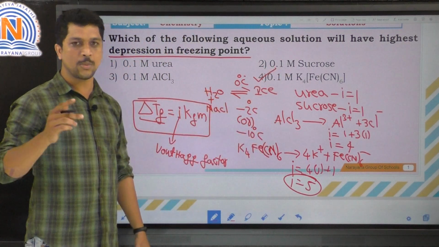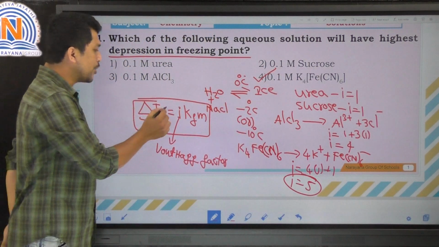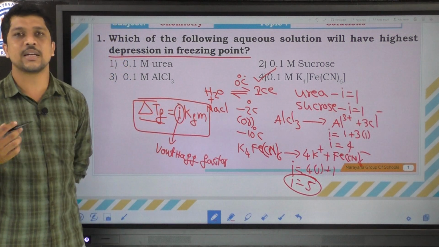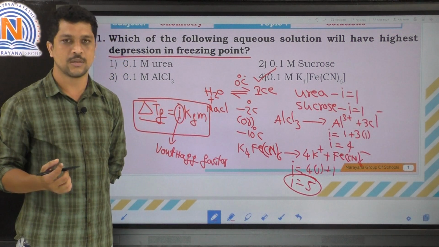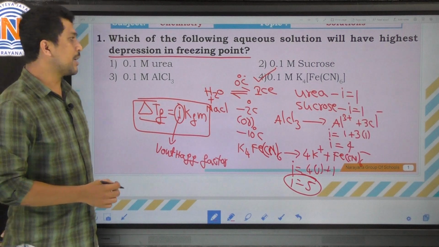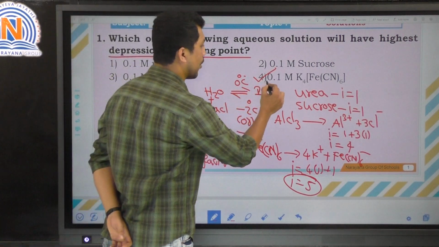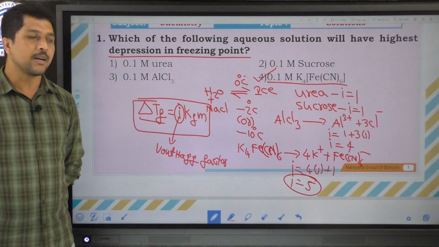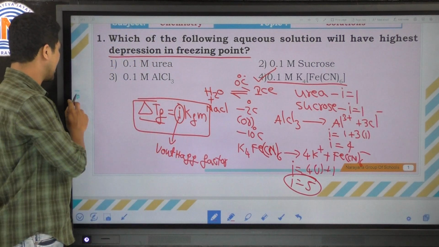Here we need to remember one thing: the molecule containing the highest van't Hoff factor has the highest depression in freezing point, right? So the correct option is the fourth, that is 0.1 molar K4[Fe(CN)6]. Clear? Let's move on to the next question.